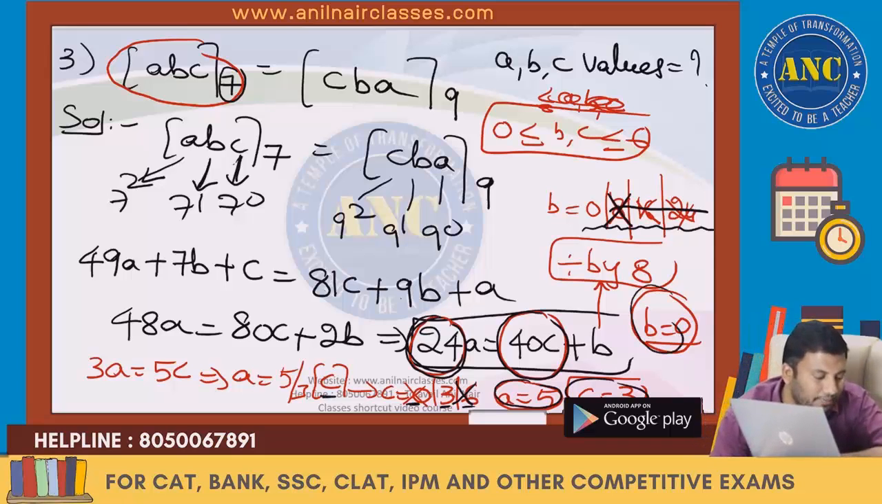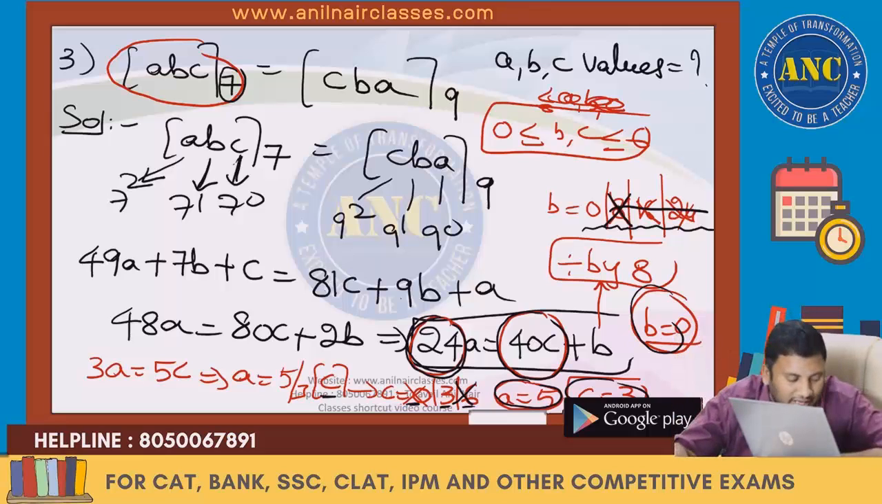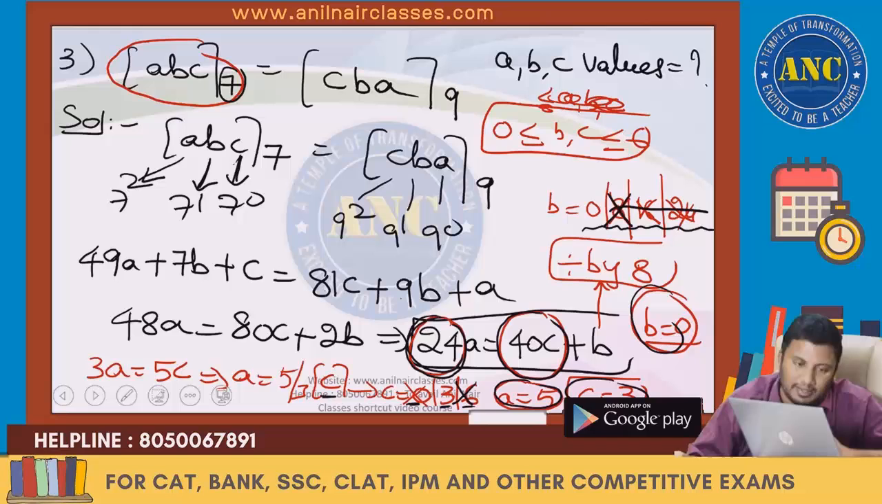Any doubts? Any doubts? We are taking the HCF of 24 and 40, otherwise unnecessarily we will get other multiples. If I take 4, B value will be, how many cases you will get? 0, 1, 2, 3, 4. I am taking the HCF of 24 and 40. Right? Third one. I hope it is clear.